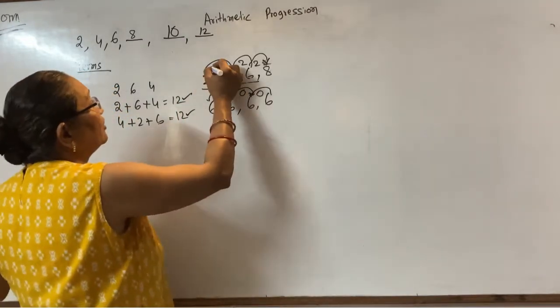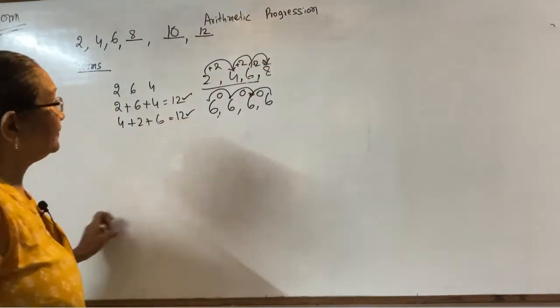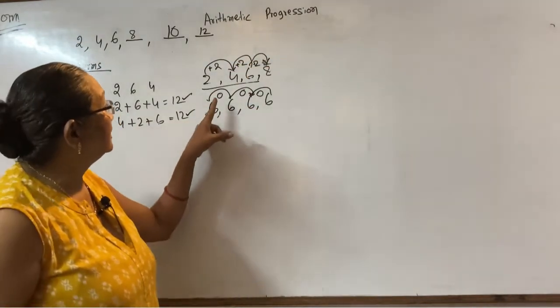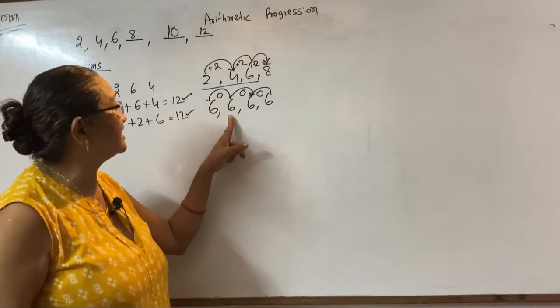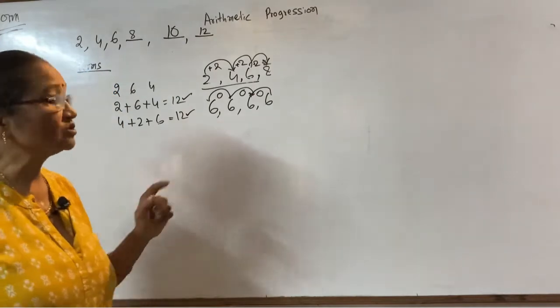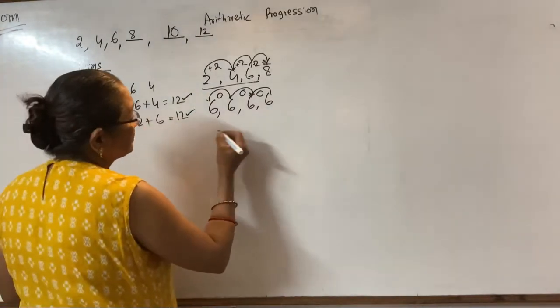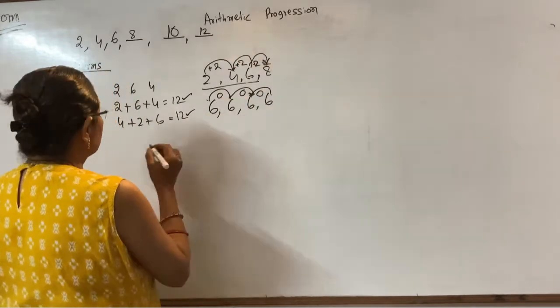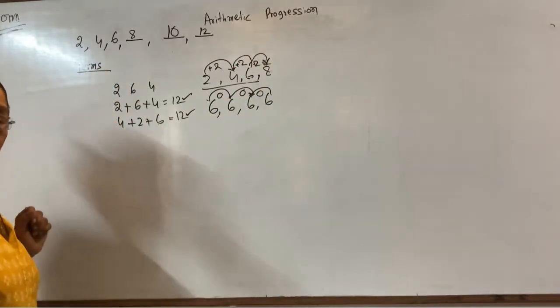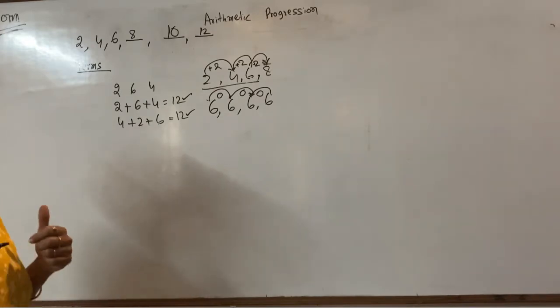Here we are going on adding. Here we are going on adding. So here also the difference: 6 plus 0 is 6, 6 plus 0 is 6, 6 plus 0 is 6. Now another thing: in short, what are we saying? Arithmetic progression we call AP in short.